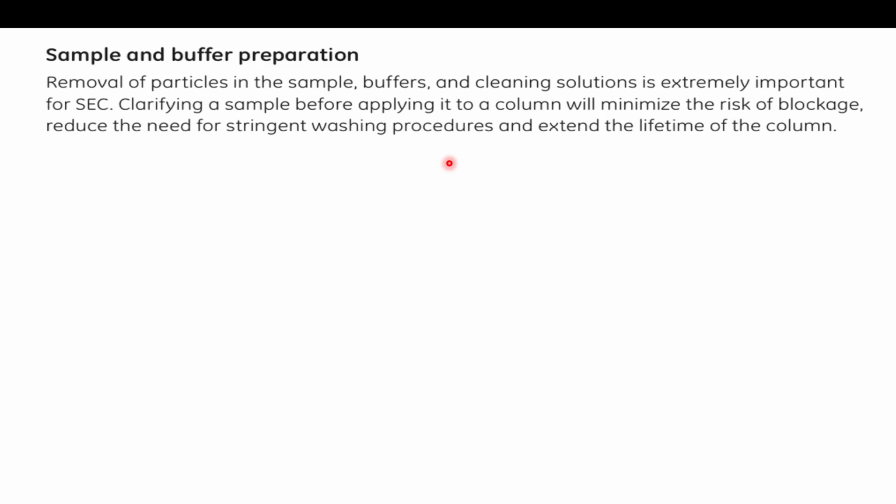Okay. SEC columns are really costly columns. So it's always ideal, or expected, that you keep it in a proper condition so that you don't hamper things. Otherwise, your whole experiment, your protein prep, or any other sample prep will be hampered.